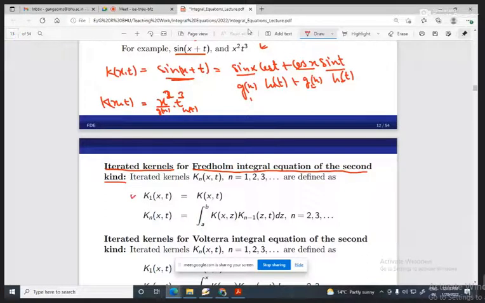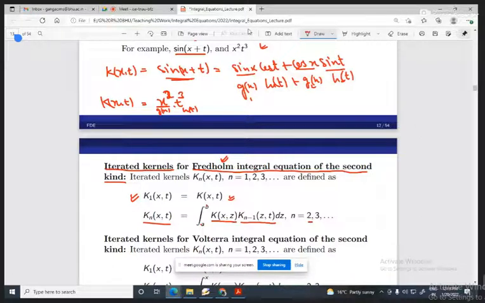So here we have the second kind Fredholm integral equation, and its iterated kernel will be as follows. k1(x, t) is the first iteration of the kernel k(x, t) given in the Fredholm integral equation, and it is equal to the kernel itself, k1(x, t) = k(x, t). Its nth iteration will be equal to the integral from a to b, because it is a Fredholm integral equation, of k(x, z), the kernel in which we have replaced t with z, times k_{n-1}(z, t) dz, where n is 2, 3, and so on.